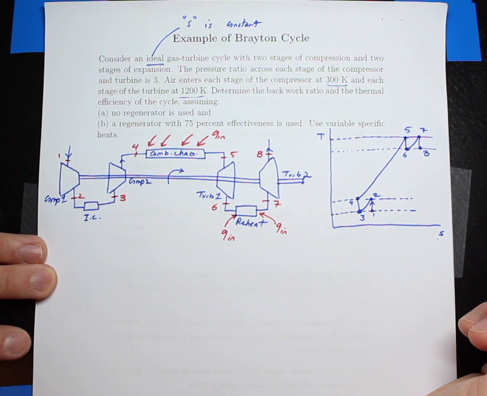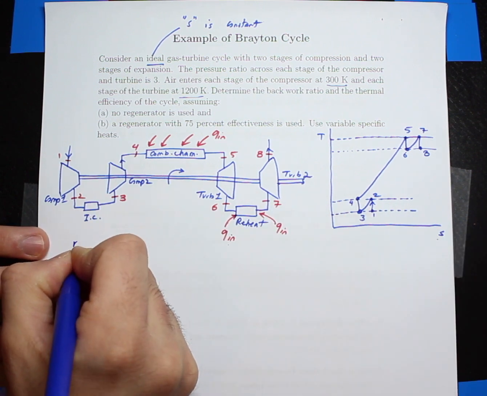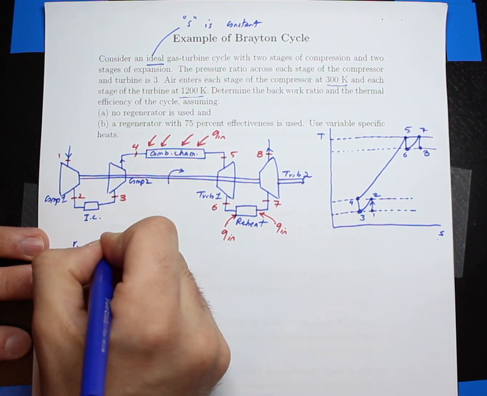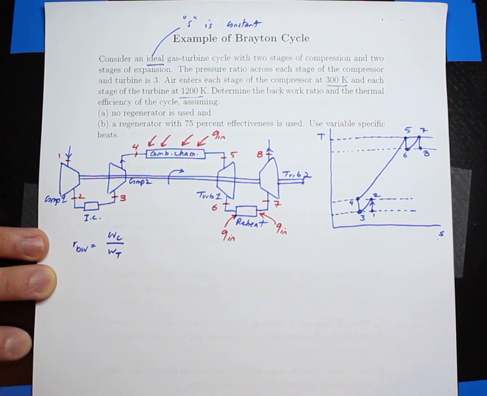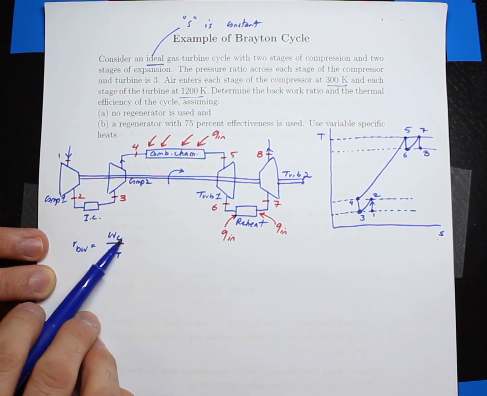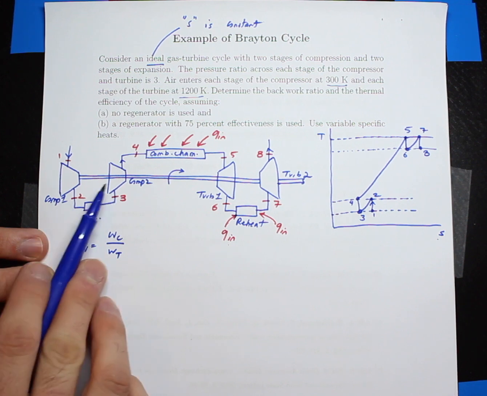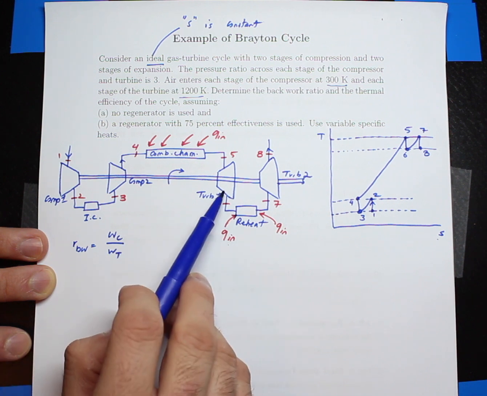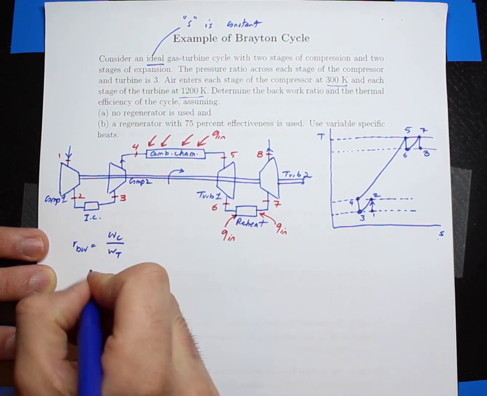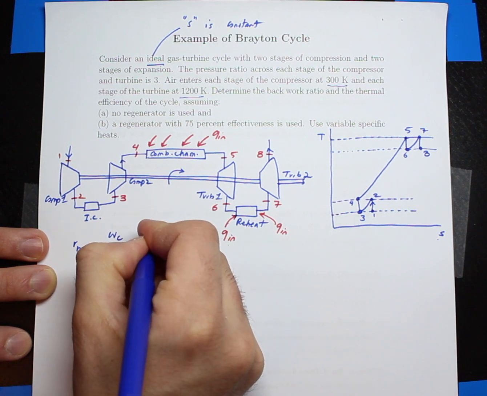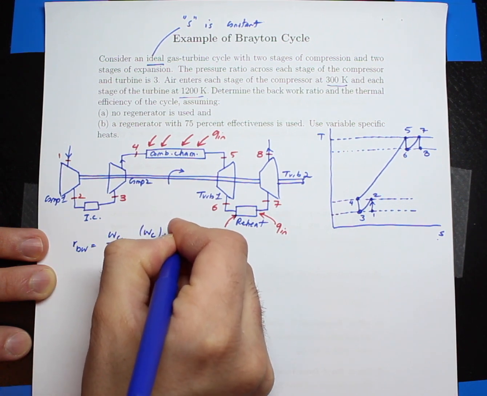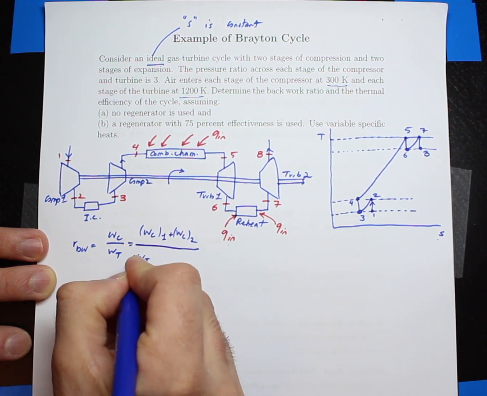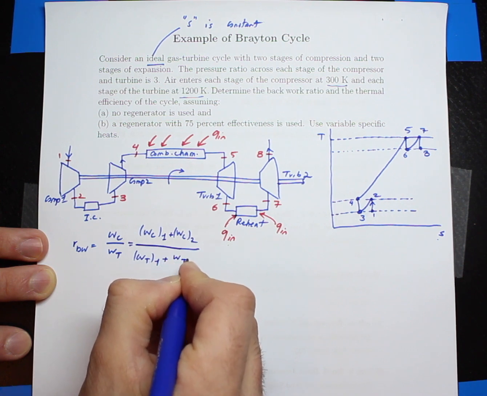Okay, so what I will need to find in order to obtain the backwork ratio is, let's say this RBW is the backwork ratio, and that is WC over WT. But this WC is the work of compressors 1 and 2. Like there are 2 compressors in this WC. This WT, which is the turbine work, includes the turbine 1 and turbine 2 work. Okay, so that means this is going to be equal to WC1 plus WC2, and for turbine work I would say WT1 plus WT2.